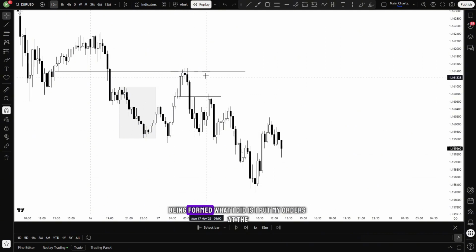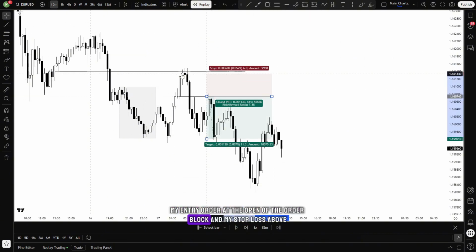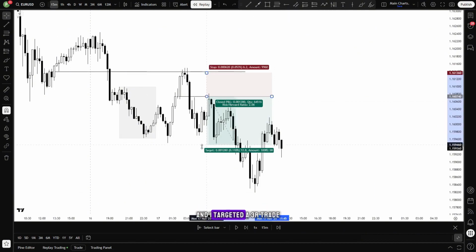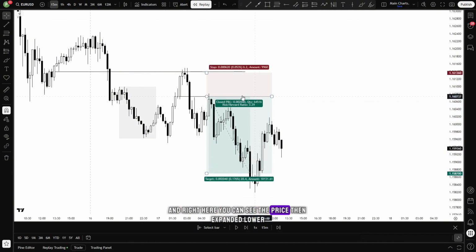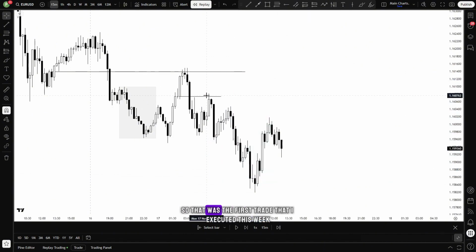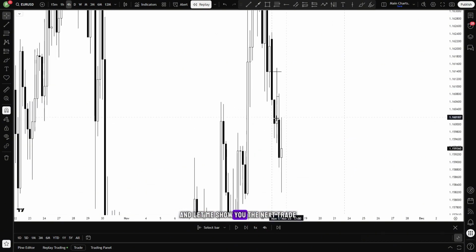And after that, we then expanded lower and had an entry confirmation in the form of this order block being formed. What I did is I put my entry order at the open of the order block and my stop loss above, and I targeted a 3-hour trade. And right here, you can see the price then expanded lower after testing the order block and reached the target. So that was the first trade that I executed this week. Now let's get back to the 4-hour time frame and let me show you the next trade.